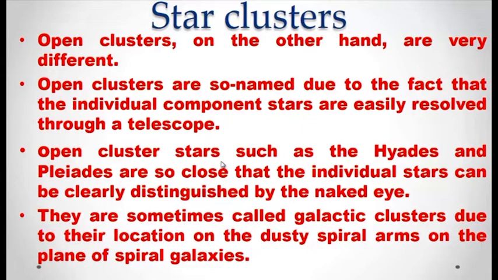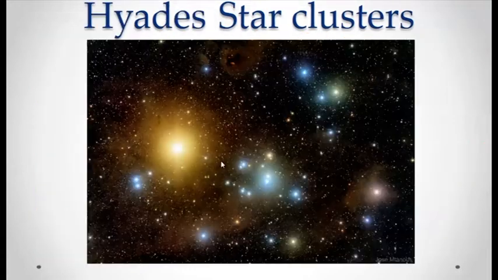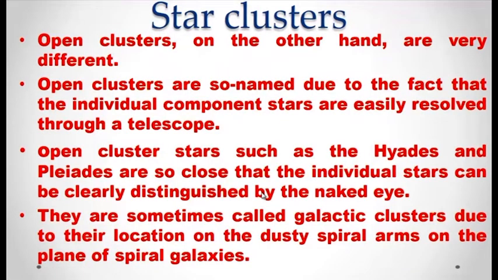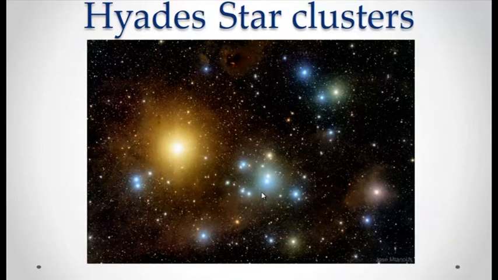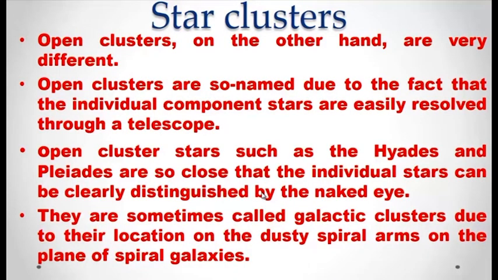Examples of open cluster stars are the Hyades and the Pleiades. This is the picture of the Hyades star cluster, which is an open cluster. Here you can see the stars far apart. Using our naked eye, we can easily distinguish the stars in the Hyades cluster. So open cluster stars are so close that individual stars can be clearly distinguished by the naked eye.